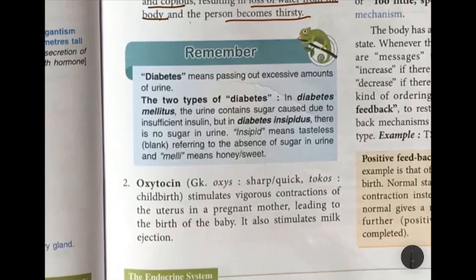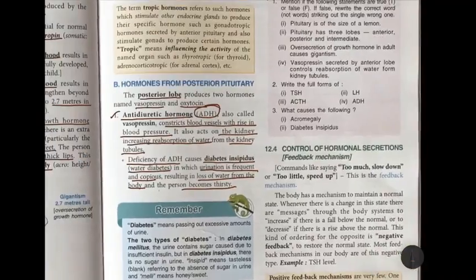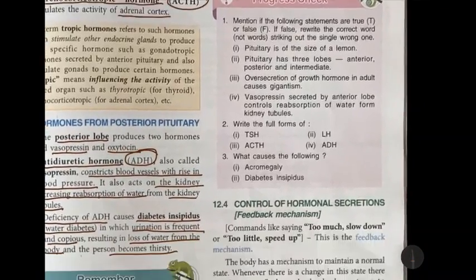The next hormone, oxytocin, is produced only in a female, and only during childbirth. What does oxytocin do? It stimulates vigorous contraction of the uterus in a pregnant mother, leading to the birth of the baby, and it also stimulates the ejection of the milk that the baby is going to feed on.